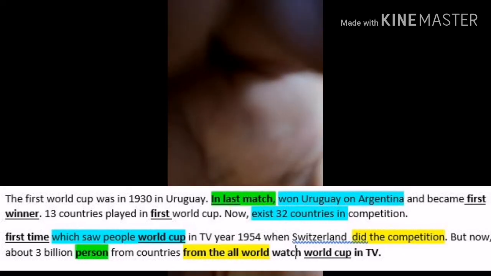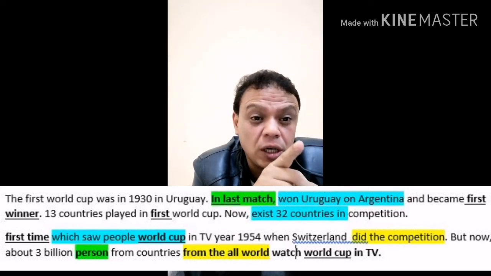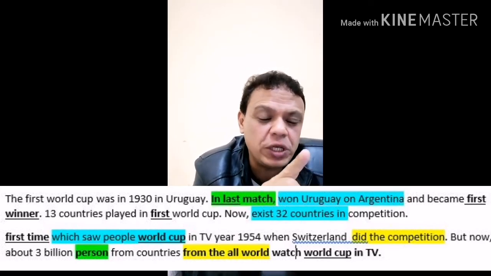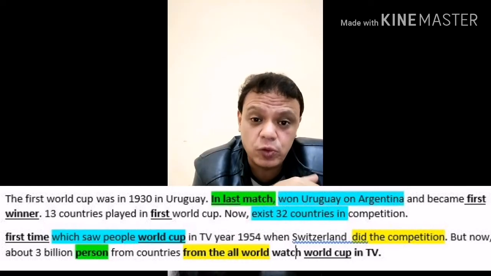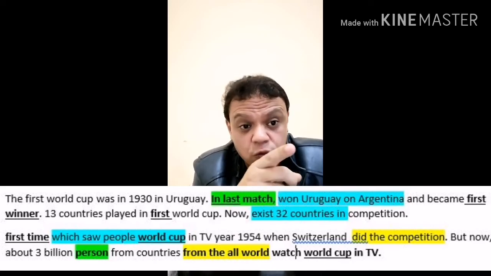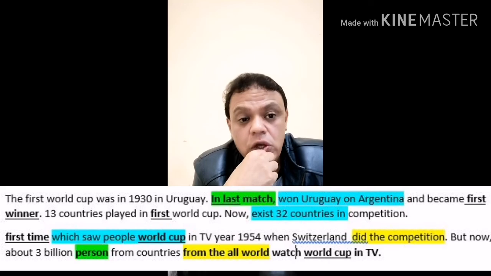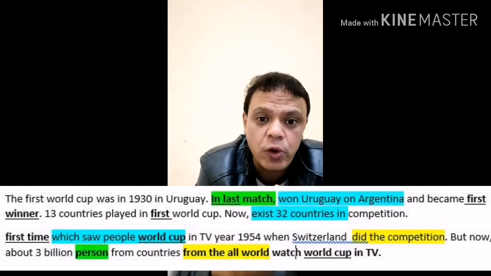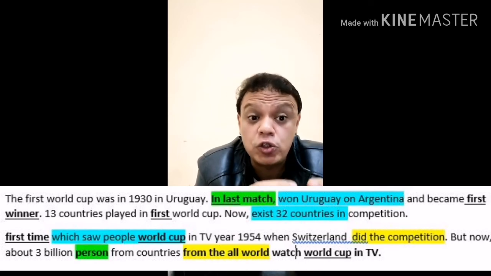Another common problem here is the word order. So here the pair of learners wrote "won Uruguay on Argentina." Yes, they started with the verb, because in Arabic we can start with the verb and we can start with the noun. But in English, we cannot start with the verb. This is why this problem. The problem is repeated in the sentence "now exist 32 countries." So when students compare and discuss why these mistakes happen, they become more aware of the reasons why they make these kinds of mistakes. This helps them a lot to improve.